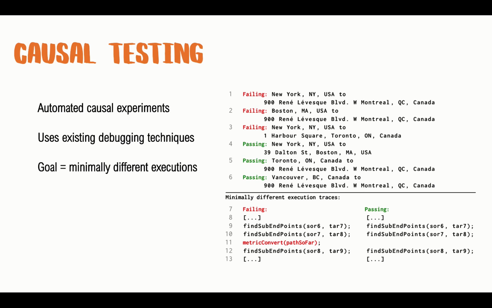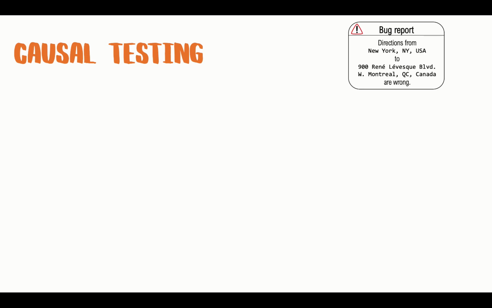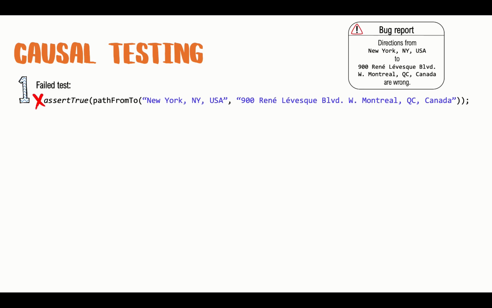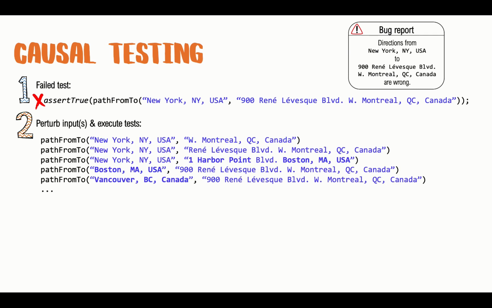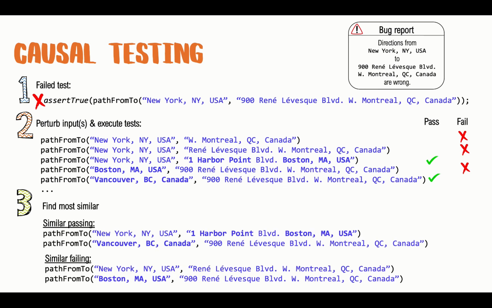So, how does causal testing work exactly? Well, let's take a look back at the maps example. Here's our bug, which was found by this failing test. This test has an assertion with a method call and inputs to that method call. The first thing causal testing does is perturb the inputs to the method call and execute these new tests while keeping track of which pass and which fail. Lastly, and most importantly, causal testing determines which of these executions are most similar to the original failing test based on both the input and the execution path.